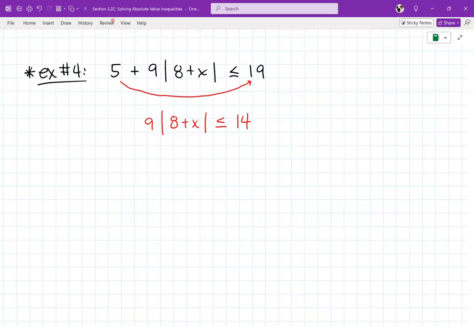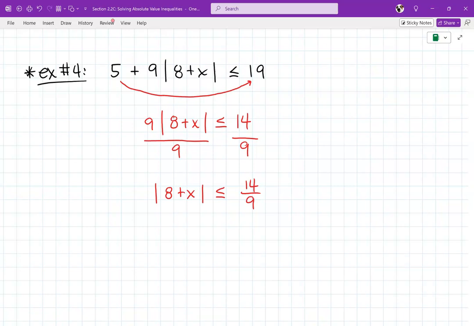That's okay. Because I made this problem up. Sometimes when you make stuff up, the answers don't come out as nice. Okay? So, my next step is to get rid of that 9 next to it, right? So I'm going to divide by it. Okay? Let's divide by 9. So I get absolute value of 8 plus x is less than or equal to 14 ninths. Okay, 14 ninths. All right, again, don't be scared with it. Just use a calculator, it's fine.